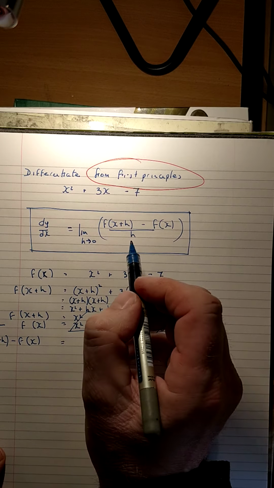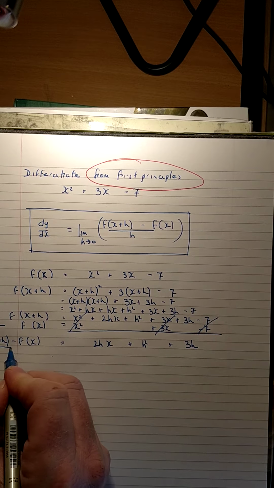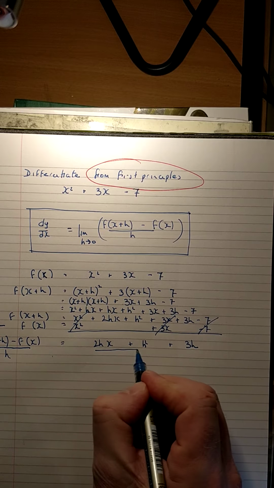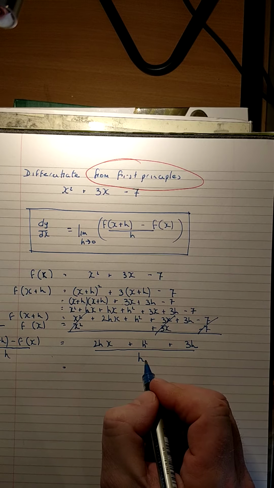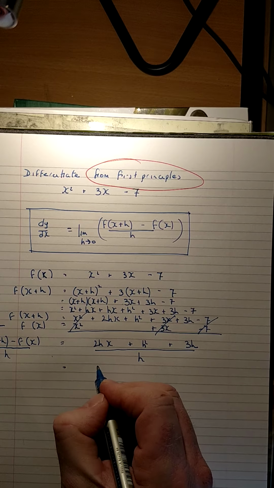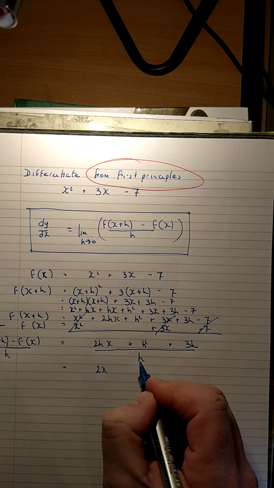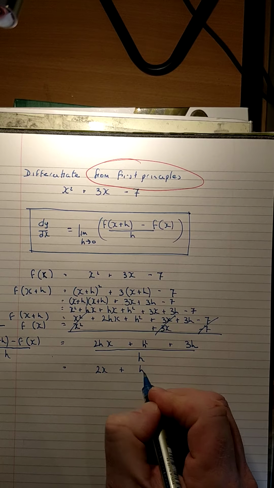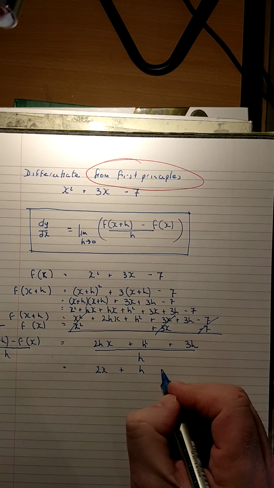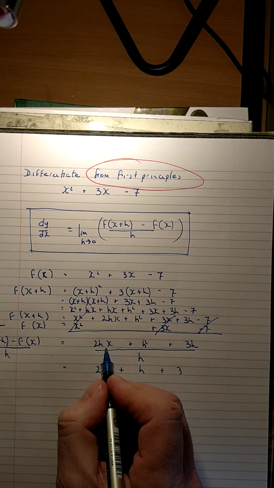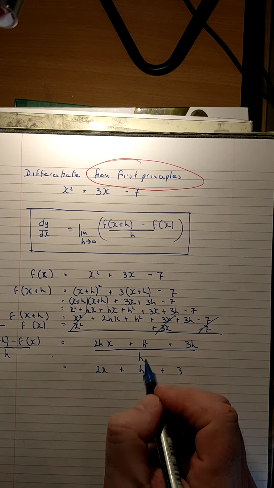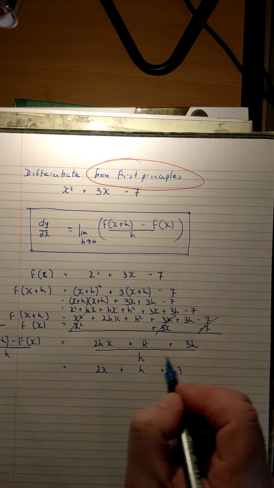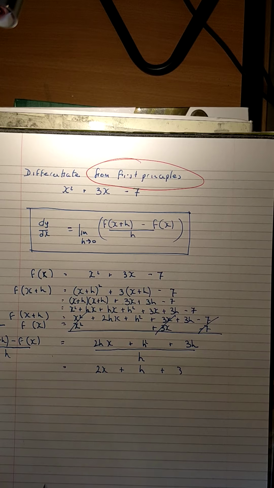Okay, next step, divide by h. So we'll just do it here. Divide by h, divide by h. And then 2hx divided by h is just 2x, isn't it? h squared divided by h is h, and 3h divided by h is 3. Very clear on that. So 2hx divided by h, the h is cancelled. h squared divided by h, we just have one h on top. 3h divided by h, and the h is cancelled. And we're almost there.